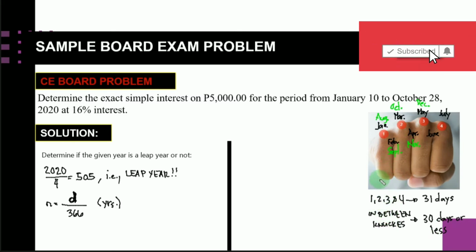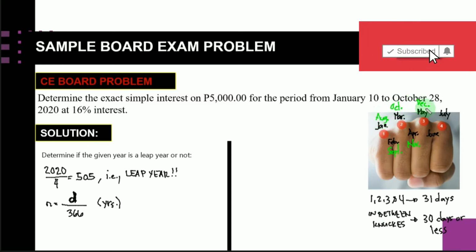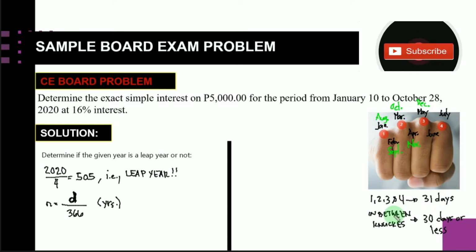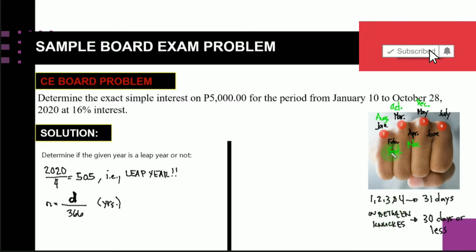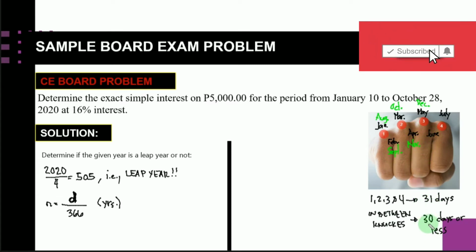So based on this one, the 1, 2, 3, and 4 knuckles, these months, January, August, March, October, May, December, and July, are having 31 days, okay? And in between knuckles, the months are February, September, April, November, and June. So the number of days here are 30 days or less.